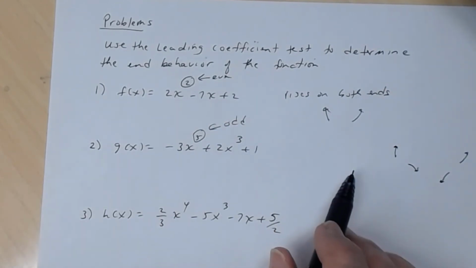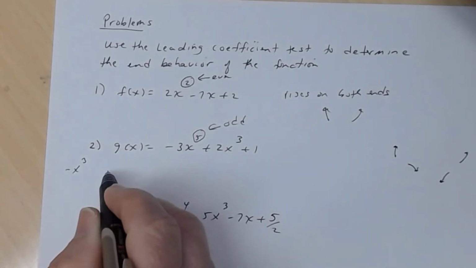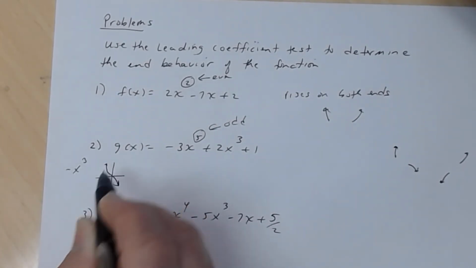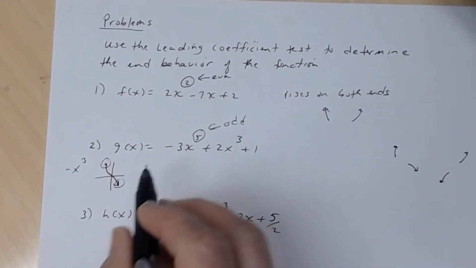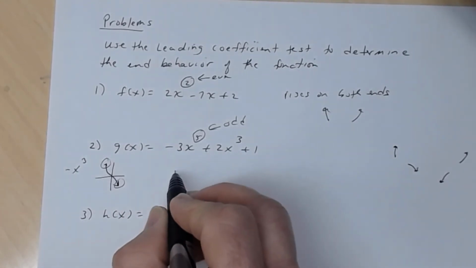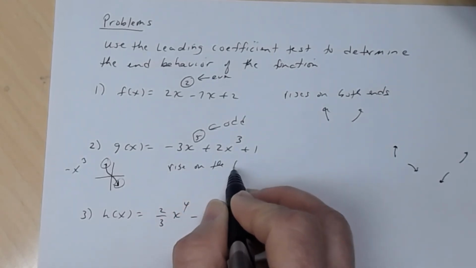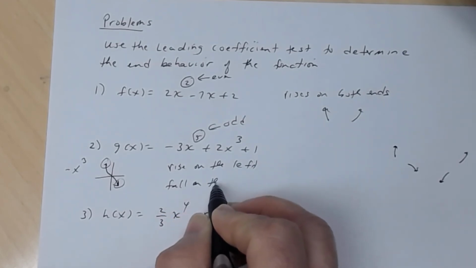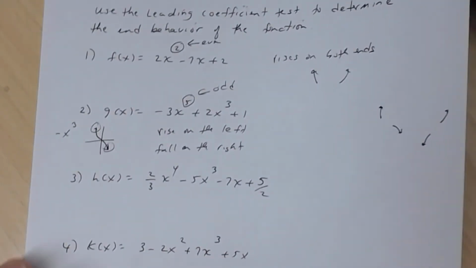If you cannot remember which one it does, think of negative x cubed. When you graph negative x cubed, that's the one that looks like this. Look at the end behavior: rise on the left, fall on the right. Now that's not the graph of this function, but you can use that idea. So it's going to rise on the left, fall on the right.